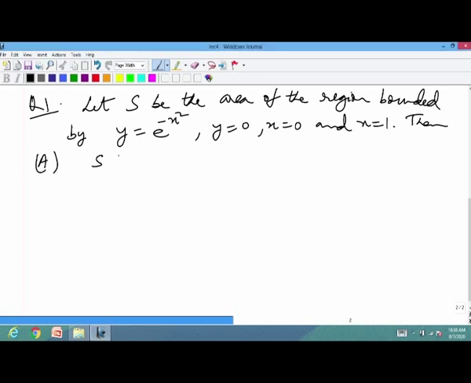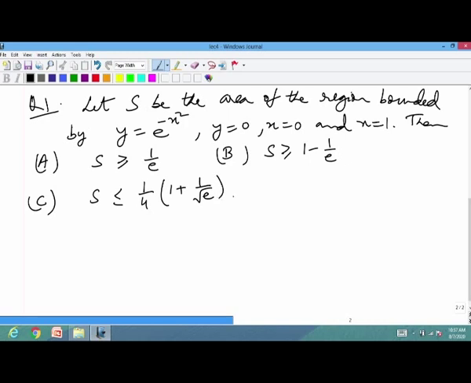A is S is bigger than equal to 1 by e, B is S is greater than equal to 1 minus 1 by e, C is S is less than equal to 1 by 4 times 1 plus 1 by square root of e, and D is S is less than equal to 1 by root 2 plus 1 by square root of e times 1 minus 1 by root 2.